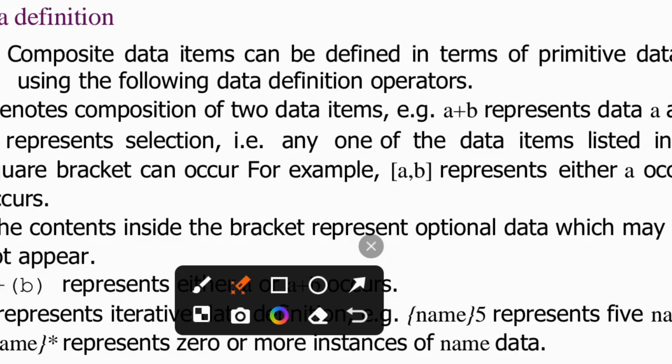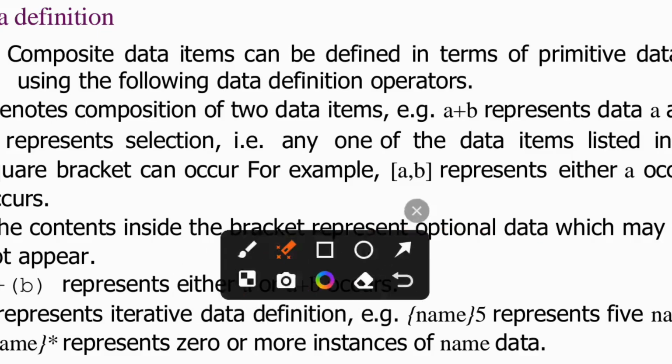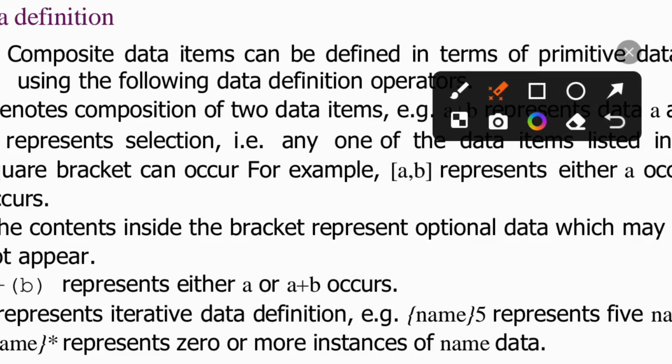In parentheses, the contents inside the brackets represent optional data which may or may not appear. So A plus (B) represents either A or A plus B occurs. Curly brackets represent iterative data definition. For example, {name}5 represents 5 instances of named data. And {name}* represents zero or more instances of named data.